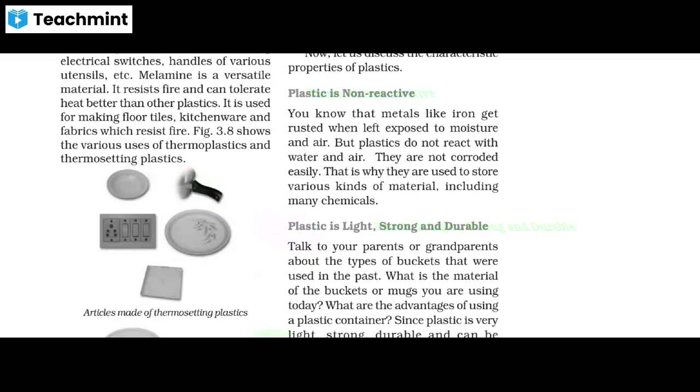In iron we find rust, and if you take brass, you can observe that a green colored substance forms around the surface of the copper, right? So the copper metal is also reacting to moisture, water, as well as air. That's the reason plastic is not corroded. Plastic doesn't get any corrosion effect. That's the reason it is non-reactive. Then, plastic is light, strong, and durable.